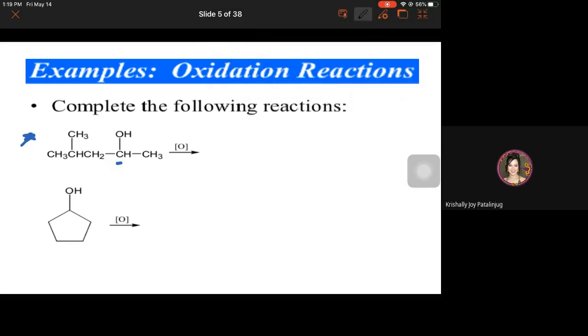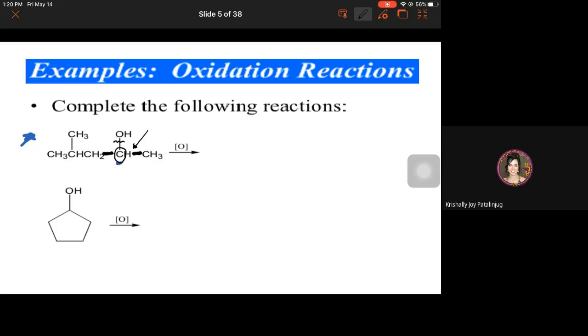Secondary, you can identify it by the availability of hydrogen. If the carbon carrying that OH contains only one hydrogen, it is a secondary alcohol. Then obviously, how many R groups? This is one R group and this is the second R group. An R group starts with a carbon atom. Now, if it is a secondary alcohol, what is the general product?